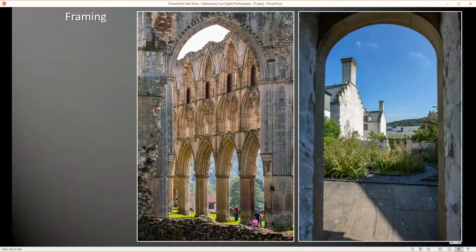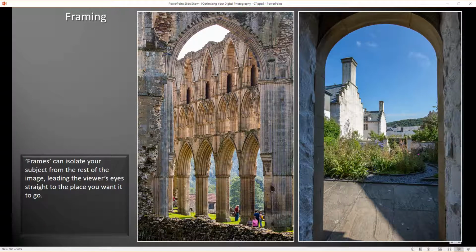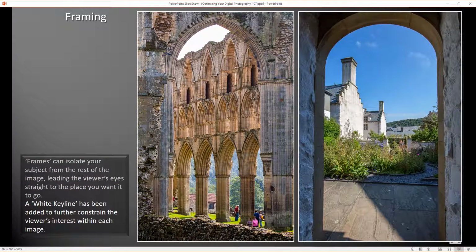Framing. Now this is framing within the actual picture itself. And it can help isolate the subject from the rest of the image, leading the viewer's eyes straight through to the place where you want it to go. And these images have been given a key line. Okay, so this is very useful for when you're doing projected images. It helps isolate the image from the rest of the screen that the image is being projected onto.